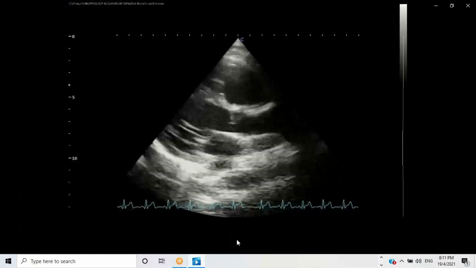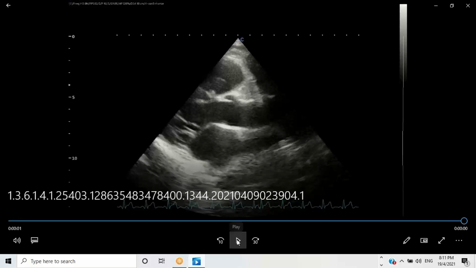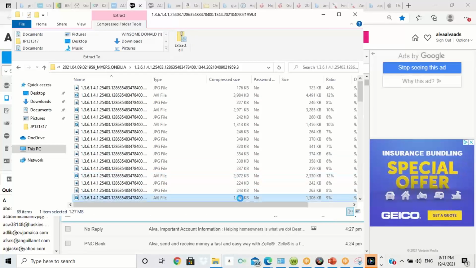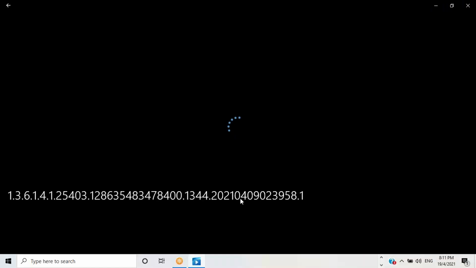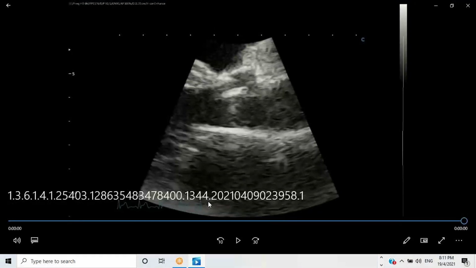Okay, so on a long axis, you should be able to identify all the structures on a long axis. Okay, so you can zoom if you want to have a closer look at any structures.